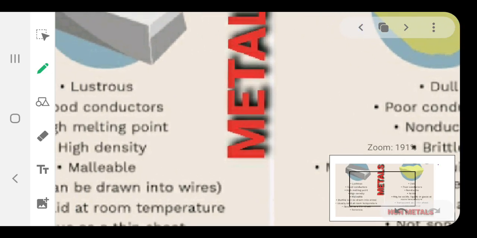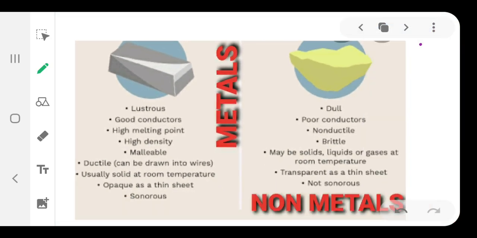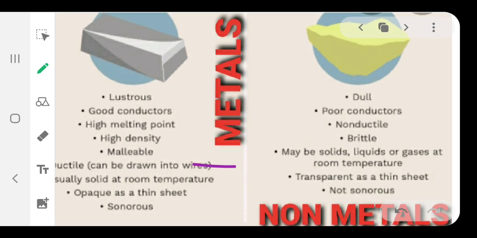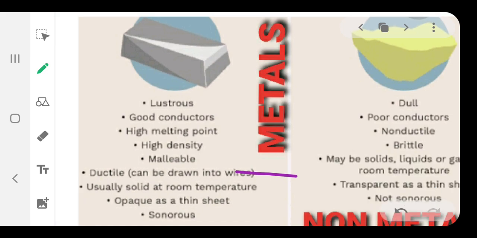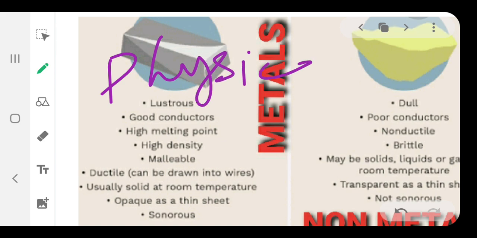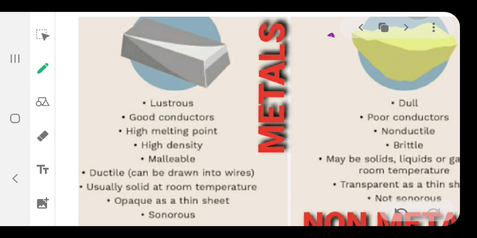Now here is something that will be studied by you in detail, and hence you must know about it. So we are now moving into the topic of how you can differentiate between metals and non-metals. First we are going to study the physical properties of both of them. For metals in particular, first they are lustrous. Lustrous means they are very shiny in their appearance. Then they are very good conductors of heat and electricity.